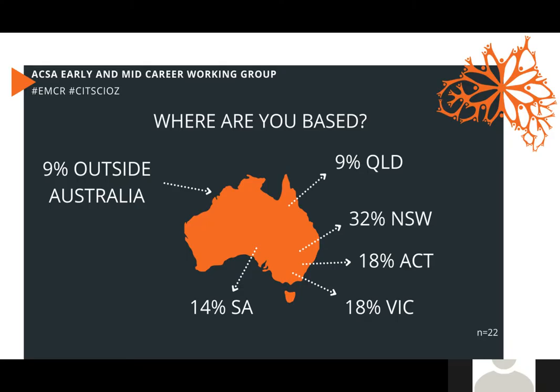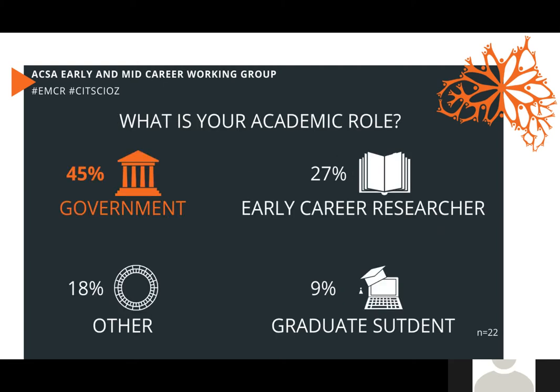We have quite a few people from NSW, Victoria, South Australia, a few from ACT, and two from outside Australia. Very cool. This was aimed at early and mid-career researchers, but I see we also have quite a few people from government and people that are other. Unfortunately, I couldn't have an open text in these polls, so I'm quite curious to see who those others are, but maybe we can open that later when we have the conversation. People can tell us exactly what they're doing and what their interests are.